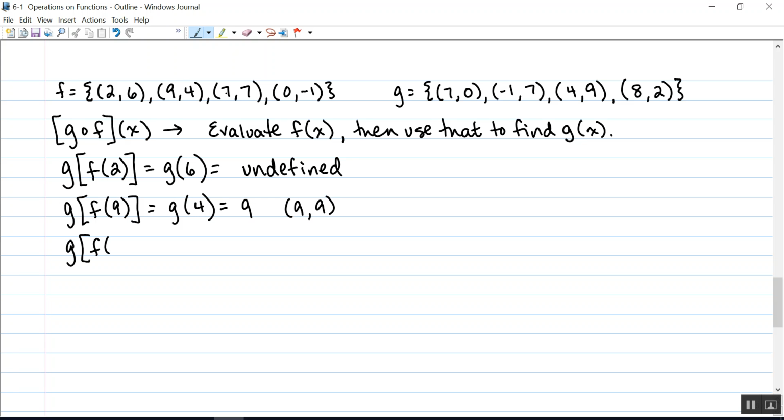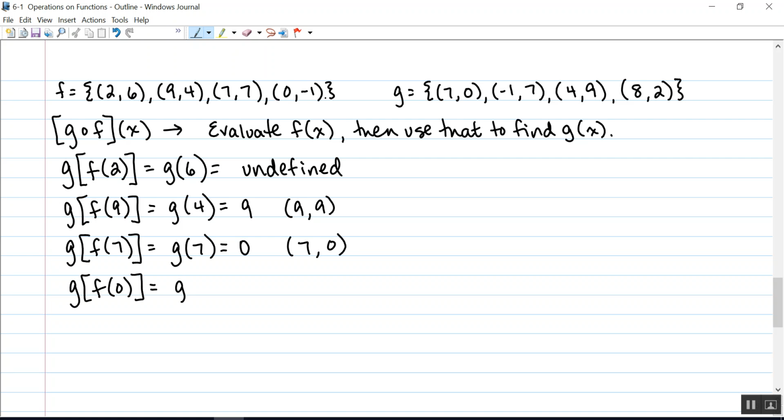g of f of 7 is the same as g of 7, which is 0. So g of f of 7 is equal to 0. That gives me the ordered pair 7, 0. And with my last ordered pair in f, I need g of f of 0.